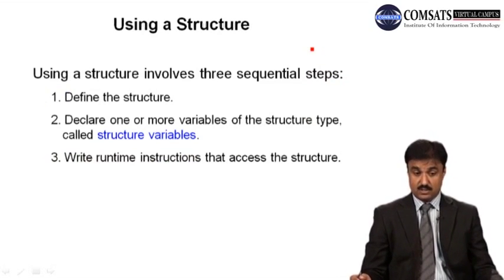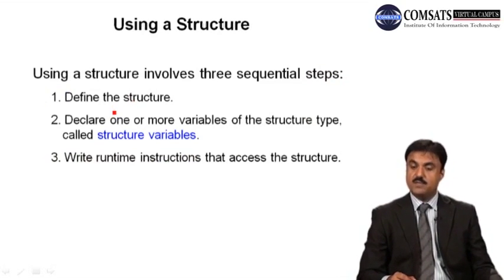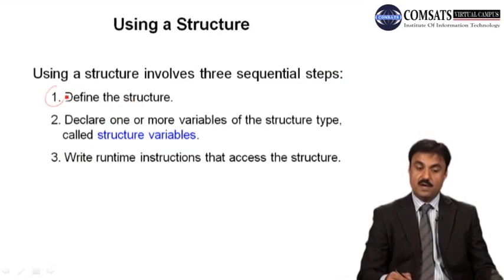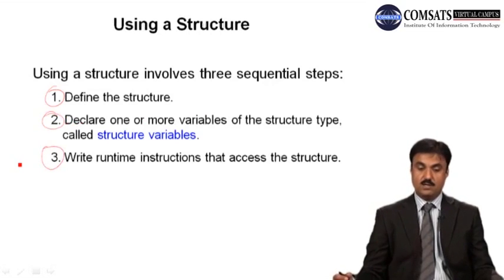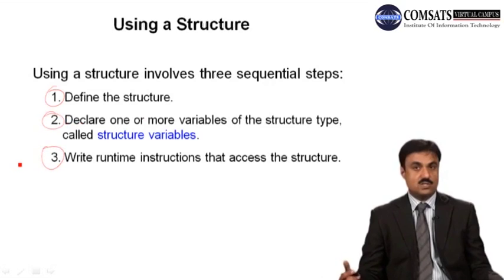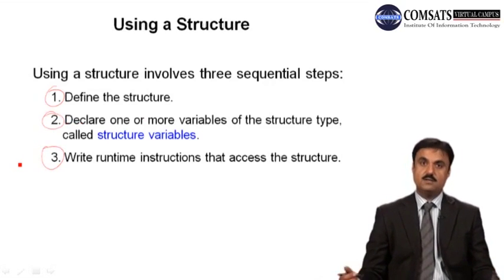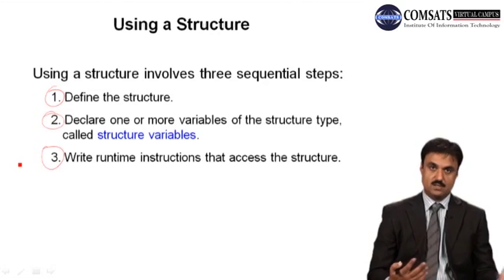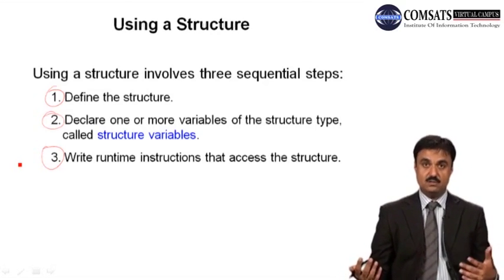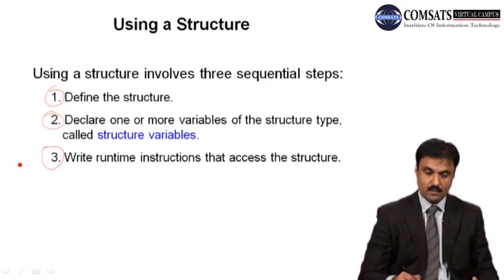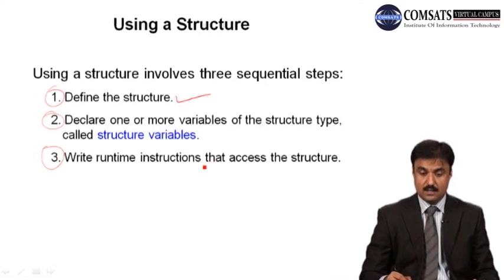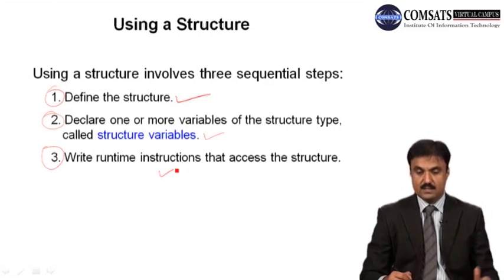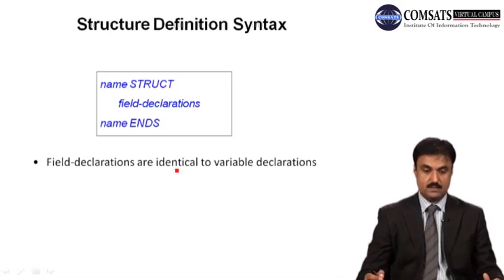So how can we use this structure? Using this structure involves three sequential steps. First step is define a structure. Second step is declare a structure. Third step, write runtime instructions to access the structure. So you can manipulate the values, you can access the elements of the structure, you can add values, you can access those values, you can assign new values, and so on. So first we will define the structure, then we will declare variables of the structure type, then we will have the subroutines that will access the members of those structures.